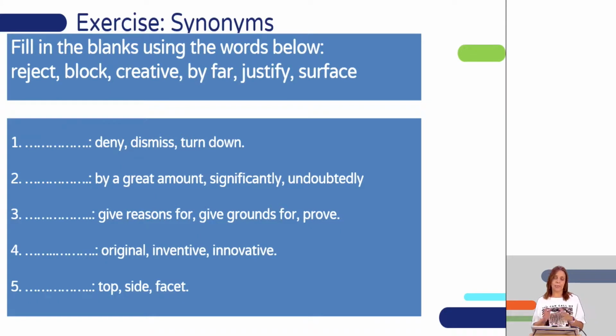For example, the first group contains the word deny, dismiss, and turn down. To deny something, to dismiss something, and to turn down something or someone. So, what word goes with these 3 words? Yes, you think: reject, block, creative, by far, justify, surface. It is reject.